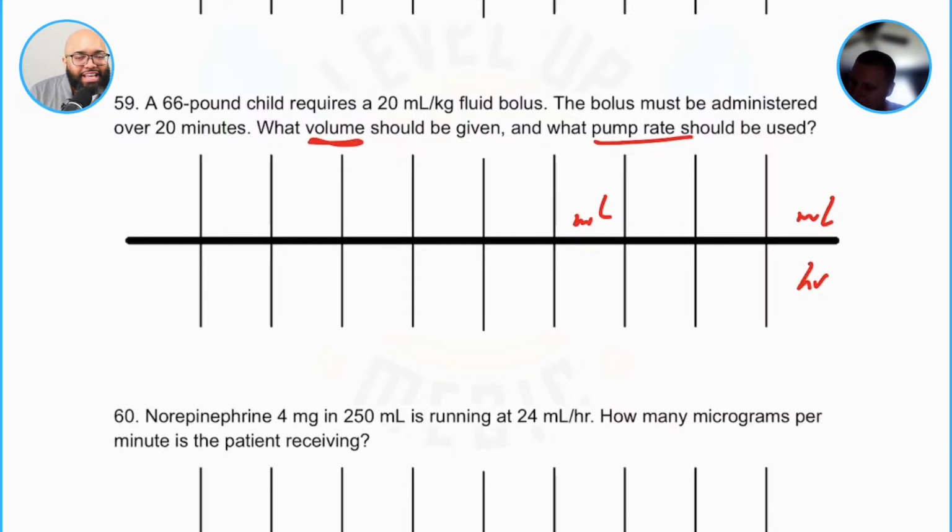So since they give us a weight, let's start with the weight. Let's set it up. You ready? Yep. All right. 66 pounds on the top. Okay, you keep going. Let's put 20 minutes at the bottom. Wait, say it. Okay.